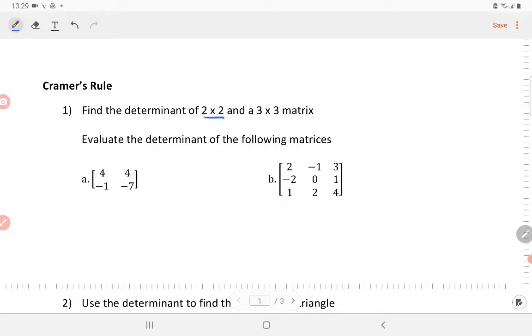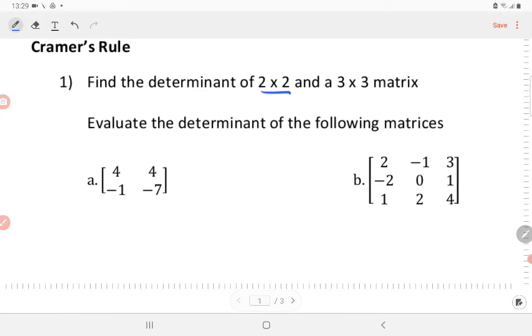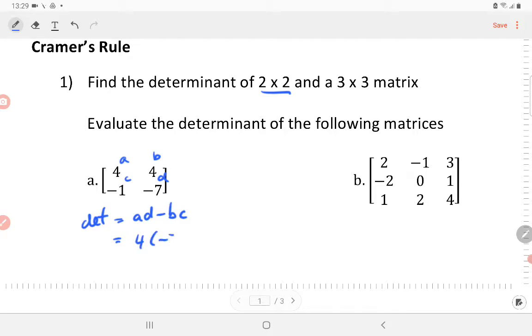We'll do this one first. So we label as before A, B, C, D. So your determinant, if you recall, is AD minus BC. So that is 4 times minus 7 minus 4 times minus 1. 4 times minus 7 is minus 28. Minus 4 times minus 1 is plus 4, which gives us minus 24 for the determinant.